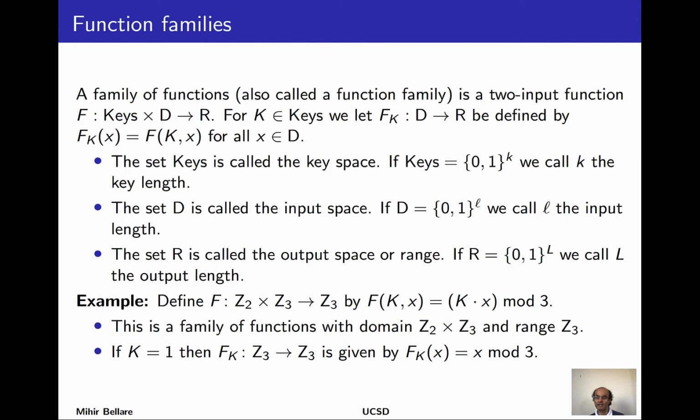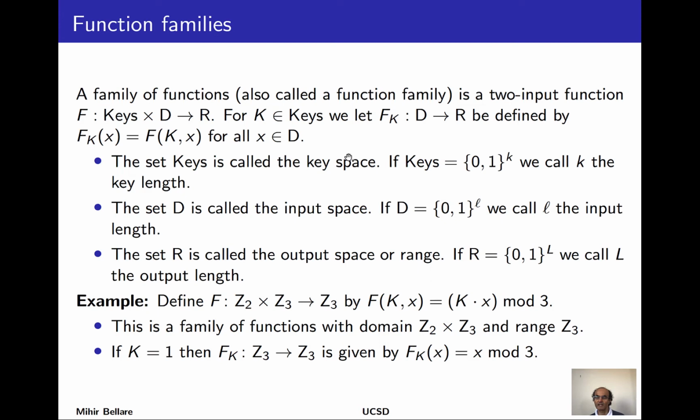It's a 2-input function, which means that its domain is the cross product of 2 sets. The range is a single set. We'll call the first set keys because its elements play the role of keys, and we'll refer to the second set as the input space. So we have then a set of keys, the key space, this set D, the input space, and we'll refer to this range R as the output space or range.